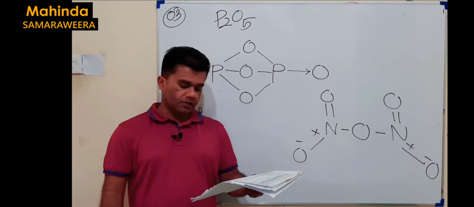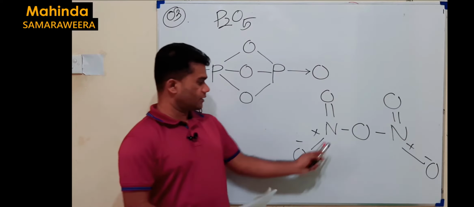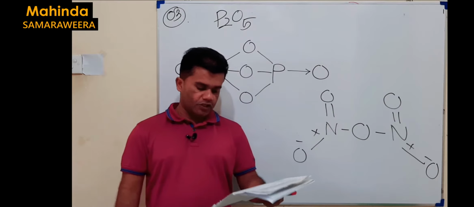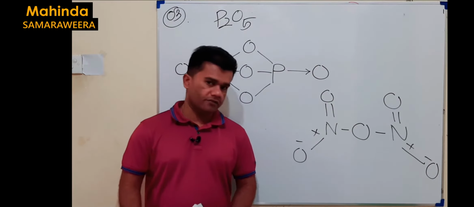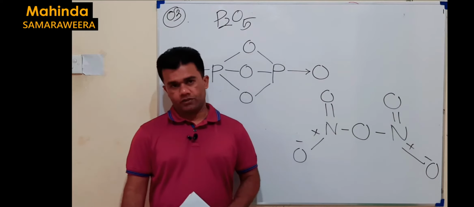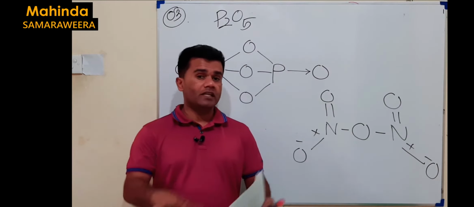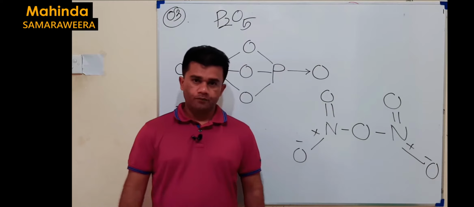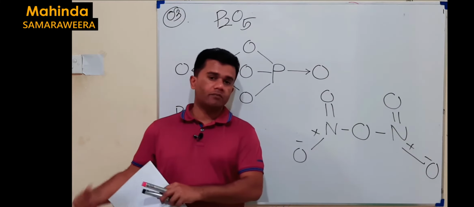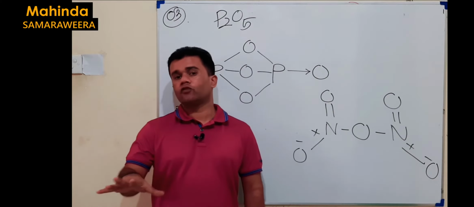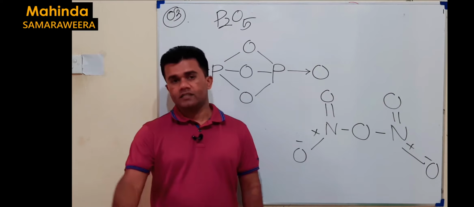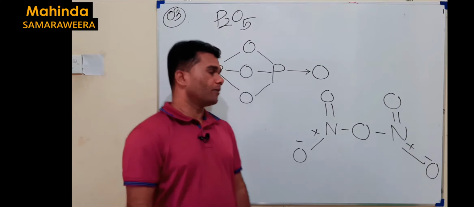Its structure contains a dative bond. Yes, this is a dative bond. It can be prepared by heating HNO3 over P2O5. Remember, P2O5 is a dehydrating agent. Dehydrating agent means removing water molecules. Therefore, when you have 2 molecules of nitric acid, the water molecule can be removed by using a dehydrating agent such as P2O5. So in that case, yes, N2O5 is formed.